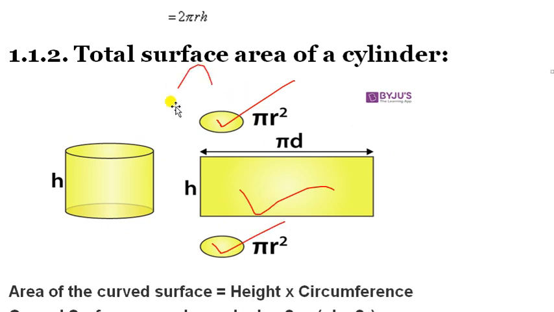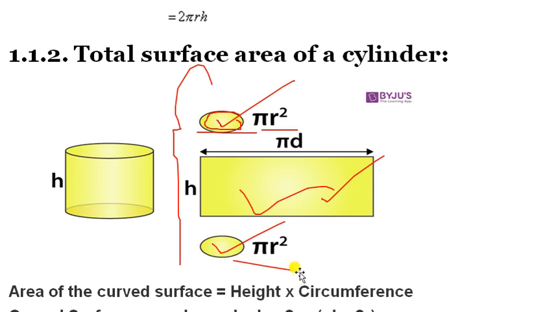That means we have to take all faces. We already have the area of this rectangle, that is the curved surface, 2 pi rh. The top face is also a circle, and the bottom face is also a circle. The area of a circle, any circle, is pi r square. So the area of the bottom face is also pi r square.